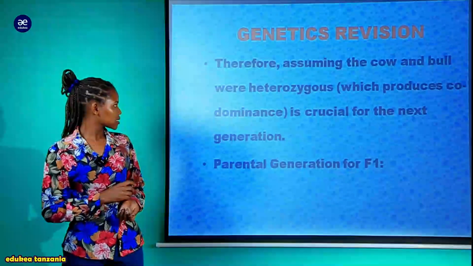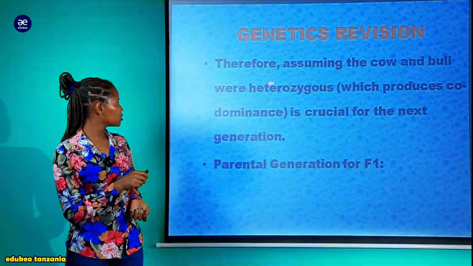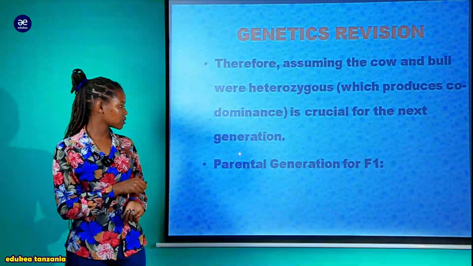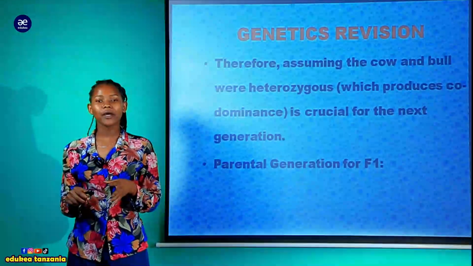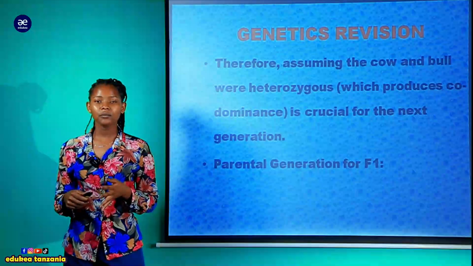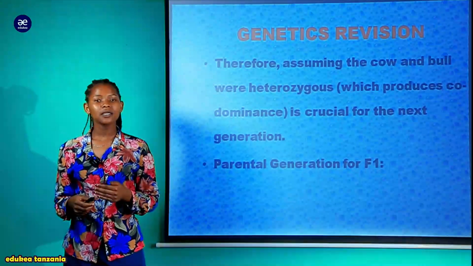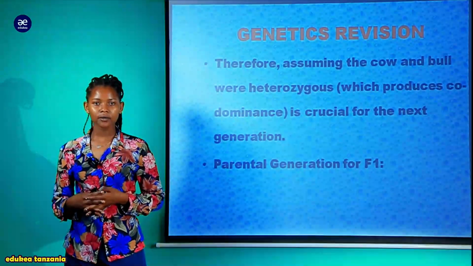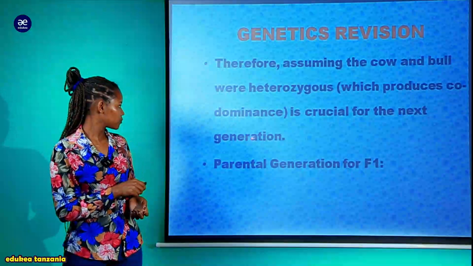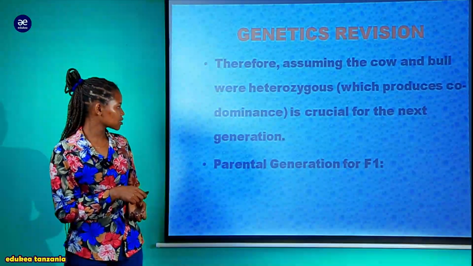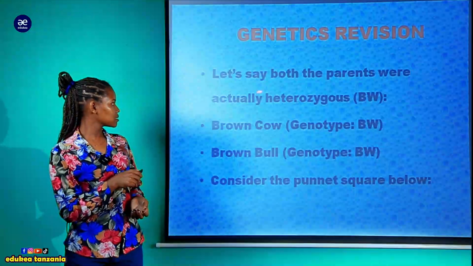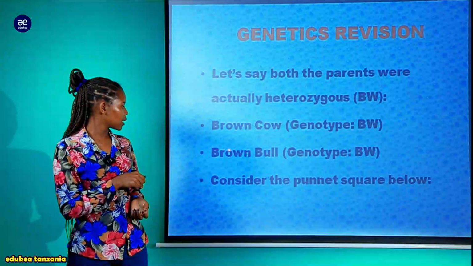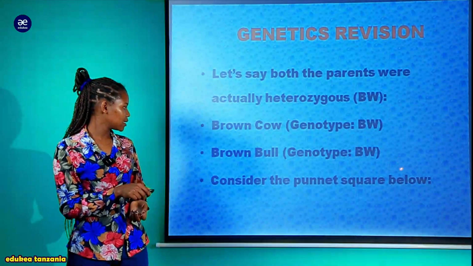And now you can see, therefore, assuming the cow and the bull were heterozygous, which produces codominance, is crucial for the next generation. So here what we are going to assume is that they are heterozygous. We assume the brown cow and bull were heterozygous so that we can get the offspring we want in the generation that is going to result. As you can see here, when we make them heterozygous, we can see the parental generation for F1. Let's say both the parents were actually heterozygous, BW. Brown cow genotype is BW and brown bull genotype is BW.